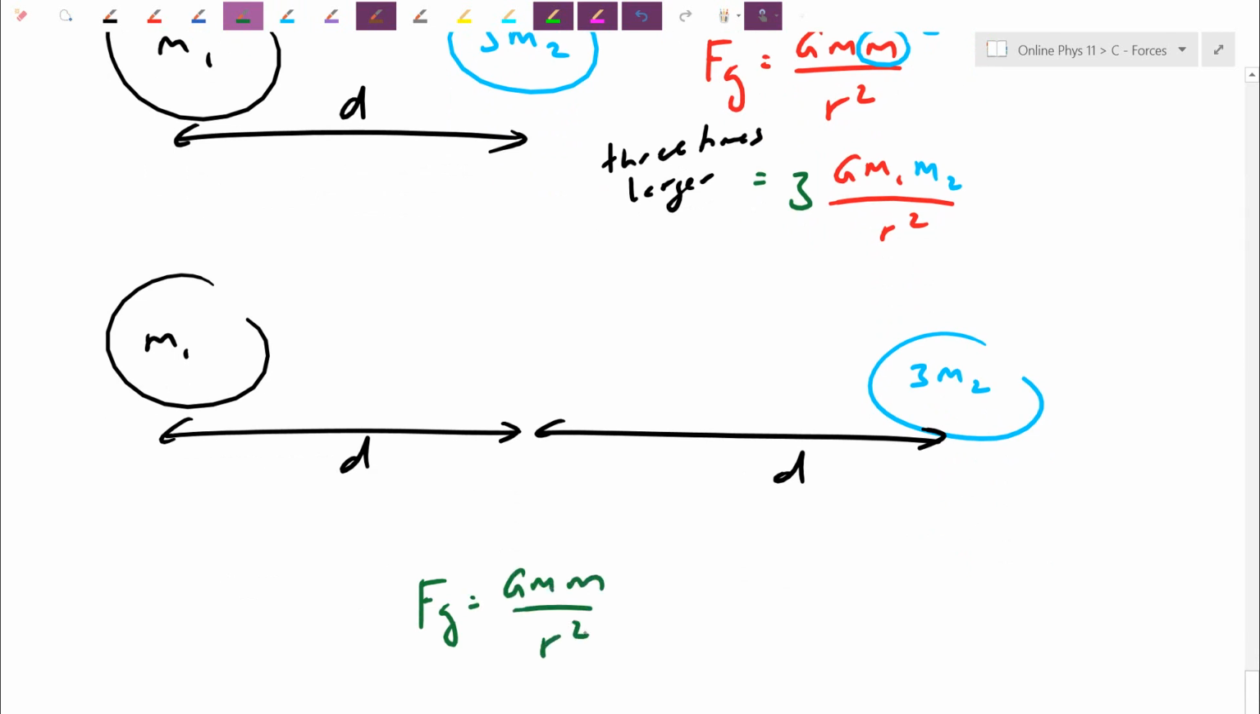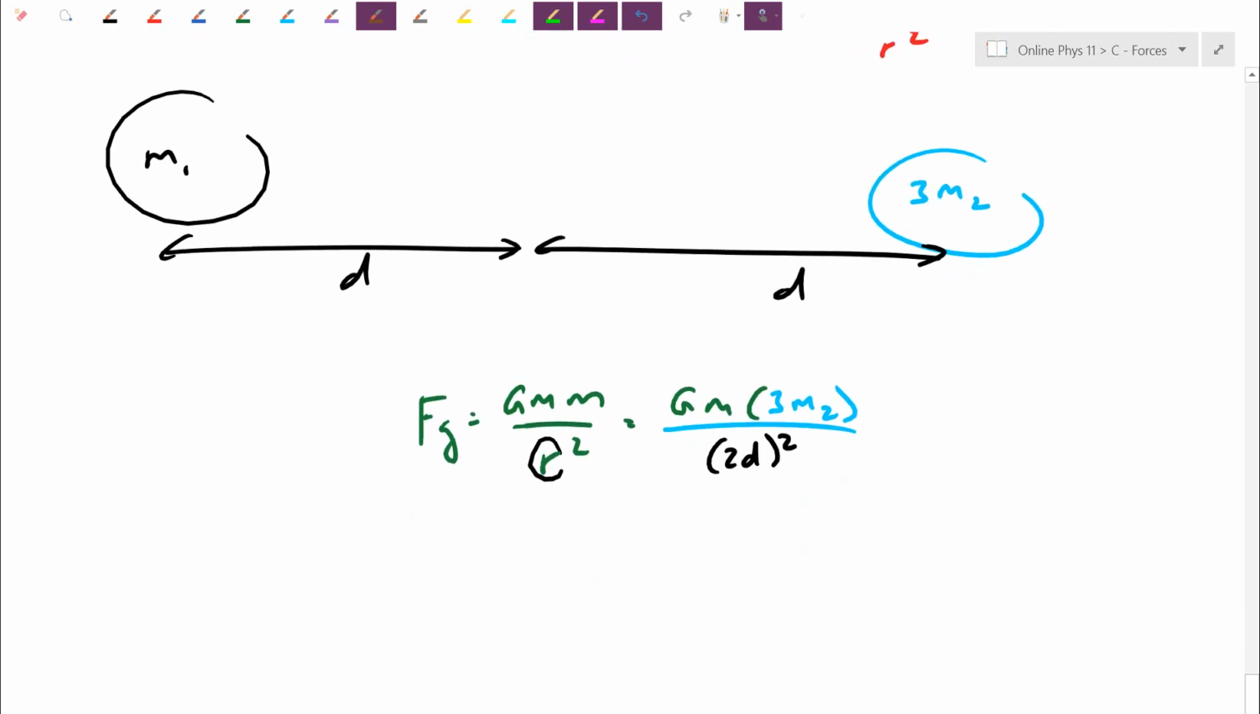All you need to do is track through your changes. Compared to the very beginning, the GMm, we had 3 times m2. I already was 3 times the gravity from before. This time, I have my distance being doubled. Careful, that's going to change the r itself. Once you double the r, you still need to square it. So this is going to be 2d all squared.